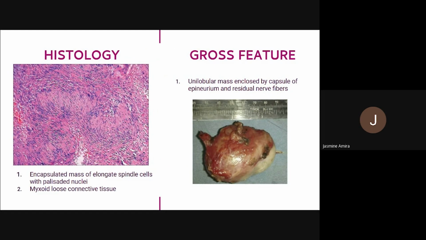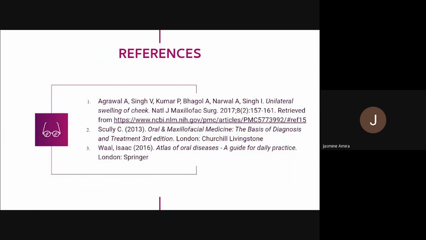Okay, moving on to the histology and gross features of this tumor. There are elongated spindle cells with palisaded nuclei in an encapsulated mass with myxoid loose connective tissue. Meanwhile, for the gross feature, it is a unilobular mass enclosed by a capsule of epineurium, with residual nerve fibers attached. Okay, that is all from us.